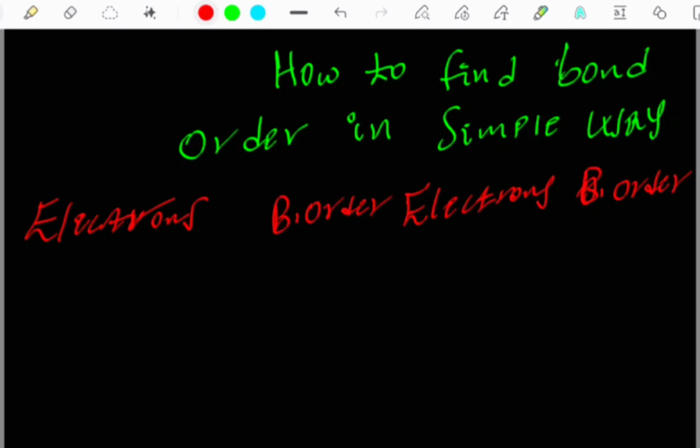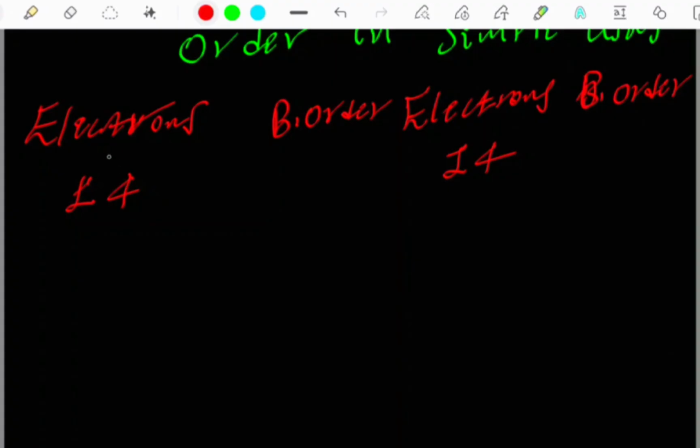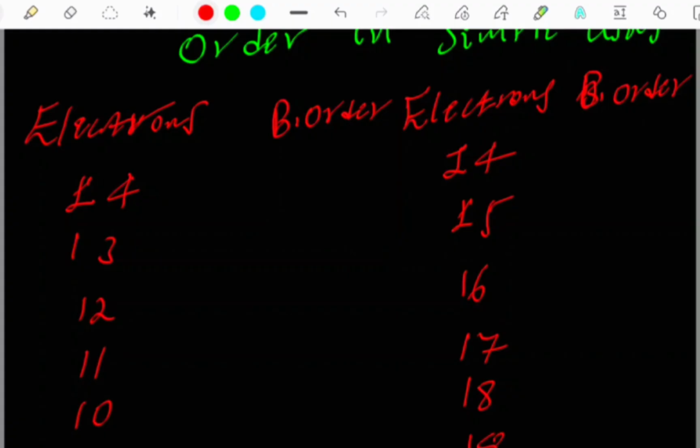This is a very easy trick used for exams to easily find it. So I write here 14, and also I write here 14. I descend by 1: 13, 12, 11, 10, 9, 8. And from the other 14, I ascend: 15, 16, 17, 18, 19, 20.